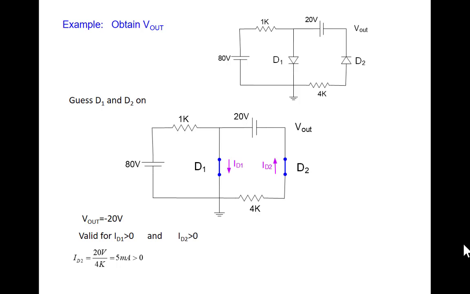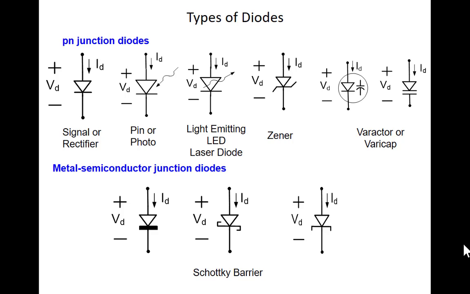So ID2, we said, is 20 volts divided by 4K, which is positive. And ID1 is 80 volts over 1K, this current, minus the current ID2, because ID2 is flowing in this direction, and it's 85 milliamps, so it's positive. So I guess our solution is valid. And in this case then, V out is equal to minus 20 volts. Okay. If I would have guessed any of the other three states, I would not have validated, and I would eventually get here.